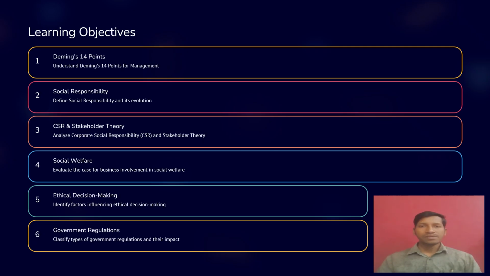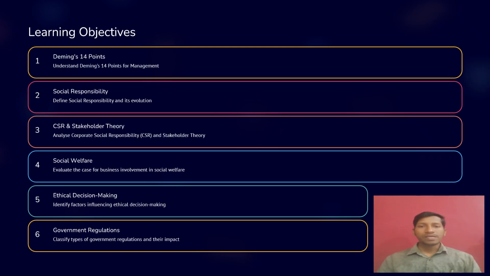Before we start, let us look at what we aim to achieve by the end of this session. First, we will master Deming's 14 points, which are the pillars of modern management obligation. Second, we will define social responsibilities and trace its history from the 1960s to the present.